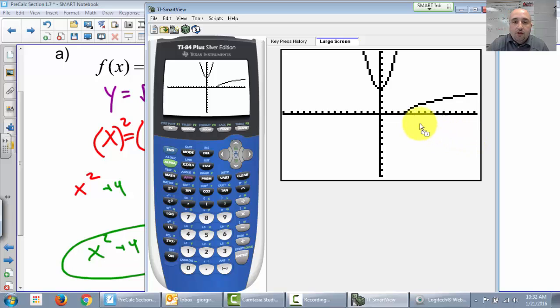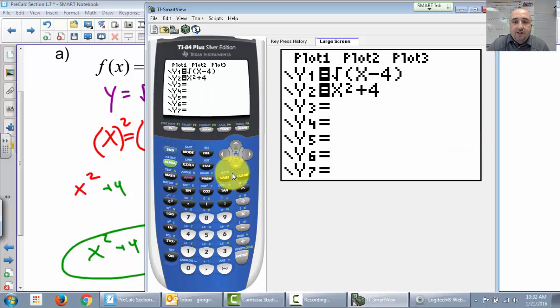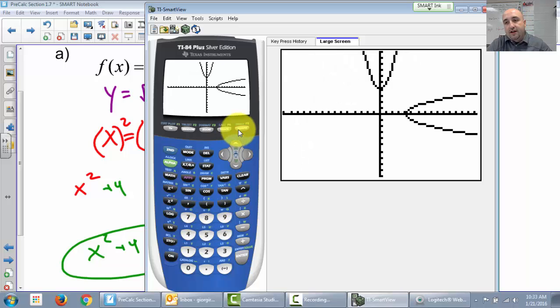I didn't do the bottom part, so let me do the bottom part. So I did the positive square root. I also need to do the negative square root. So negative square root of x minus 4. And then that should give us the bottom half. So there it is. It is a reflection over that diagonal line that goes through.